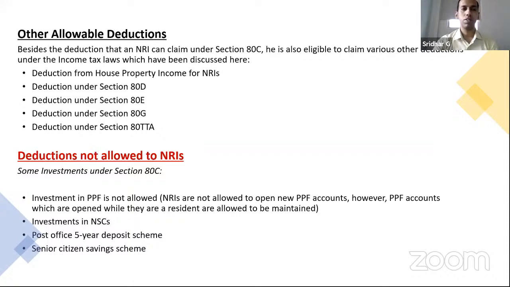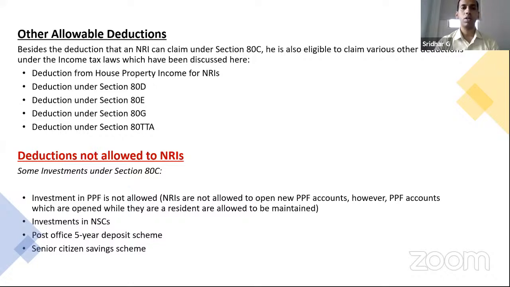Yes. So there are certain deductions which are not allowed to be claimed by an NRI. These include investments in Public Provident Fund, which is not allowed for an NRI. You know that there is a PPF account which a resident can open and invest up to 1,50,000 per annum. That's the maximum amount. Minimum amount for investment in PPF is 1,000 rupees. So that's how PPF accounts are operated.